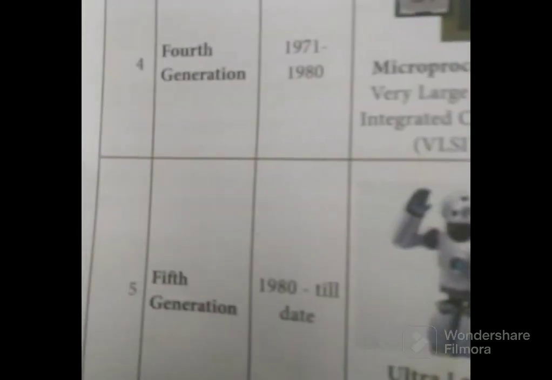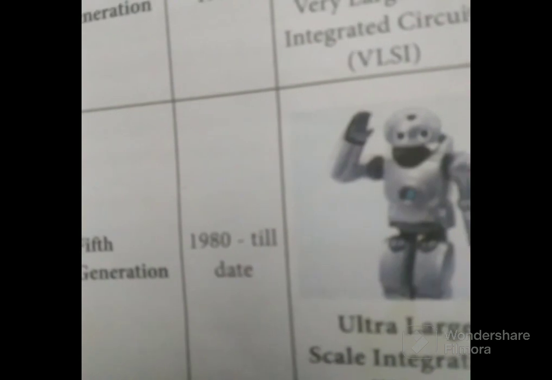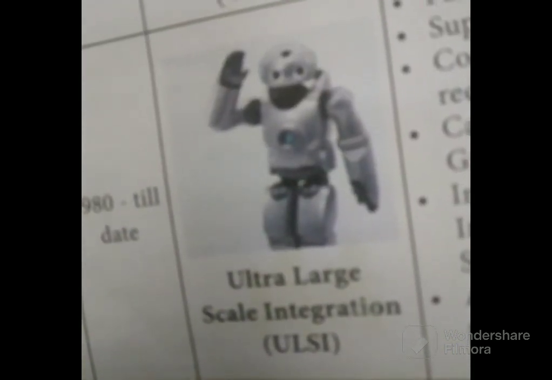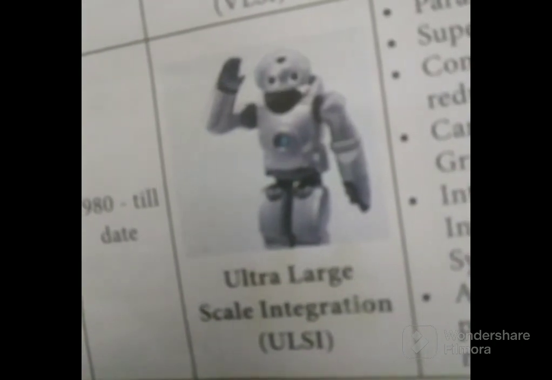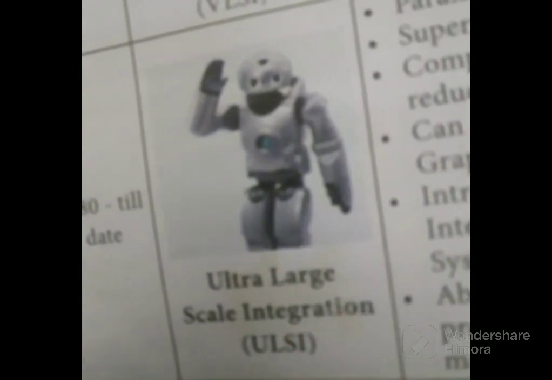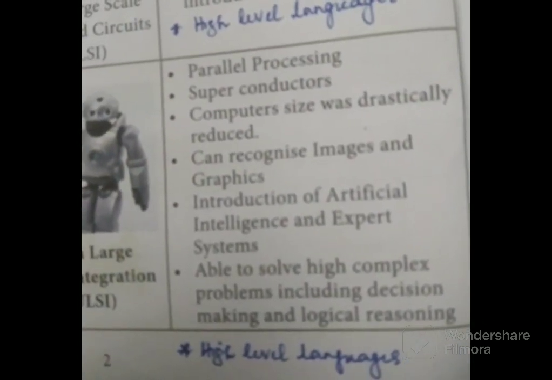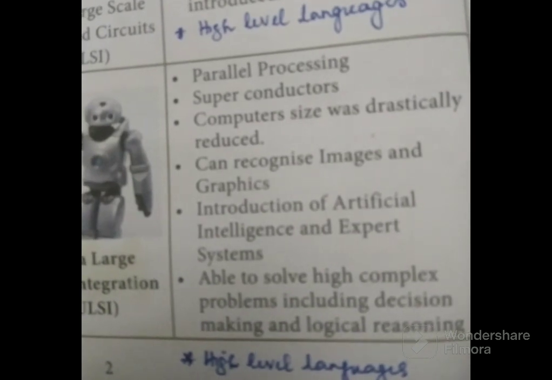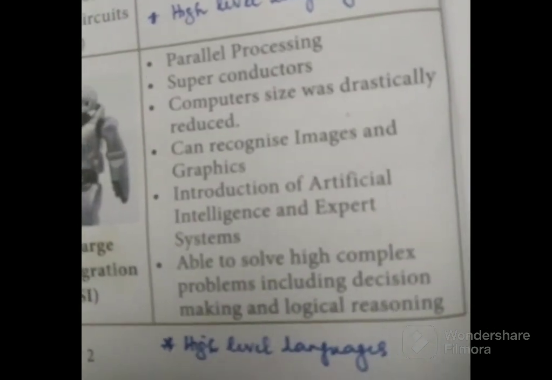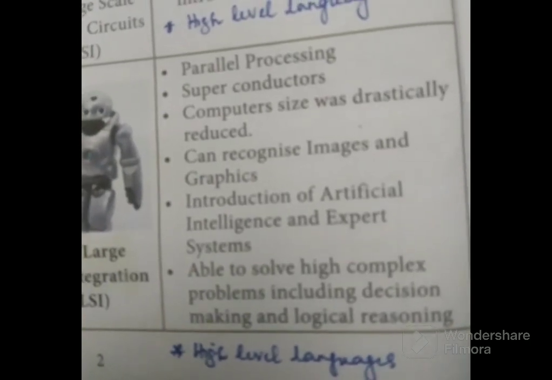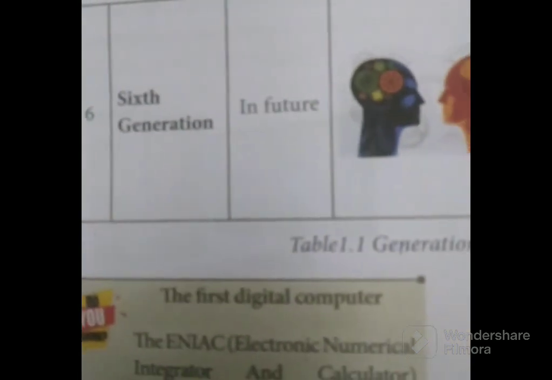And the fifth generation is 1980 till date. This is called ultra large scale integration chips, ULSI. Here parallel processing, AI concepts, everything are introduced. High level language only. And the last one is the sixth generation.